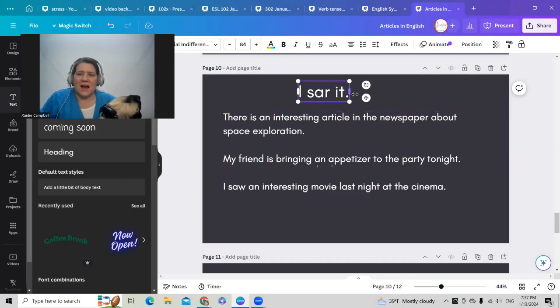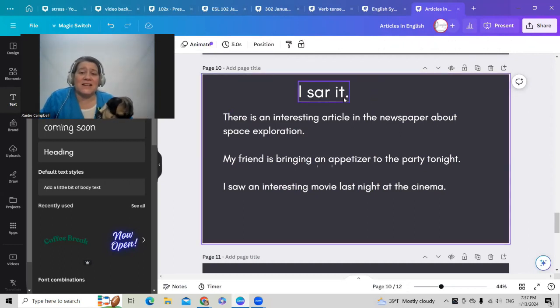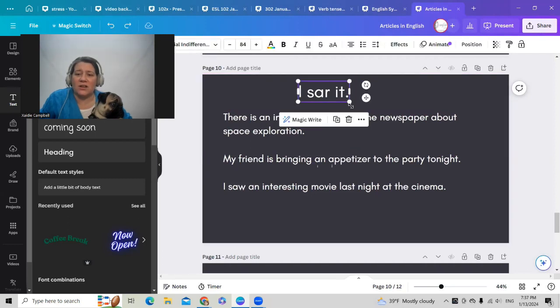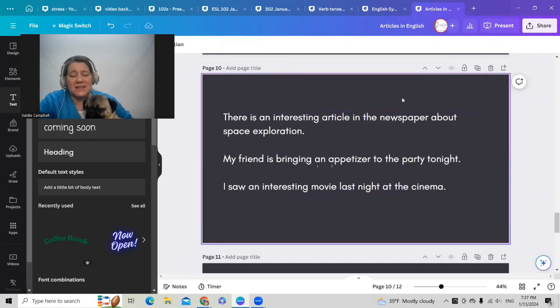So we would say, I sawr it in the Northeast. But every English speaker says, there is an interesting article in the newspaper about space exploration. My friend is bringing an appetizer. It's much easier to say than my friend is bringing a appetizer. My friend is bringing an appetizer. I saw an interesting movie last night at the cinema.